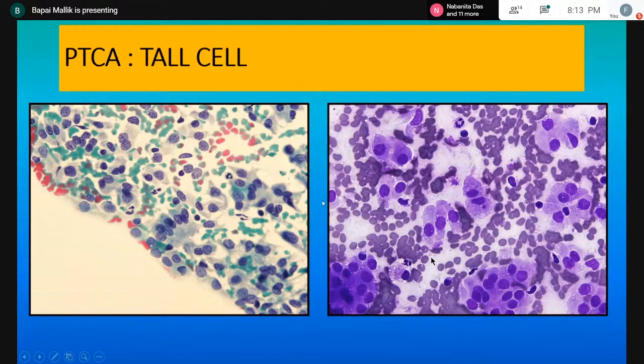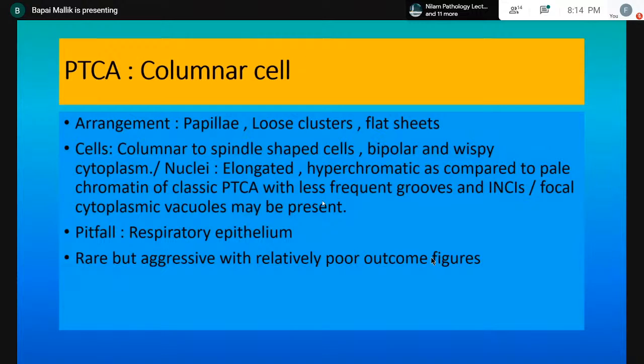The next variant, which comes almost side by side, is the columnar cell variant. In columnar cells, the arrangement once again is in papillae, loose clusters or flat sheets, columnar to splendid cells with bipolar and wispy cytoplasm, elongated hyperchromatic nucleus as compared to the pale chromatin of classic papillary thyroid carcinoma. So here the nuclei tend to be a little bit more hyperchromatic, grooves are less frequent, and so are intranuclear cytoplasmic inclusions. You can have focal vacuoles.